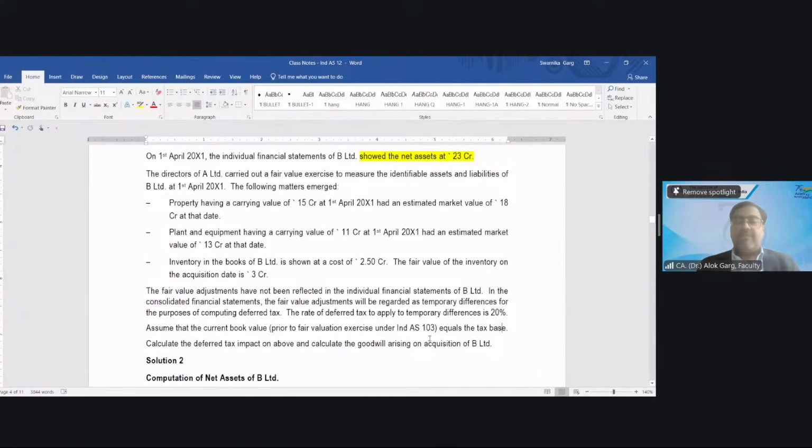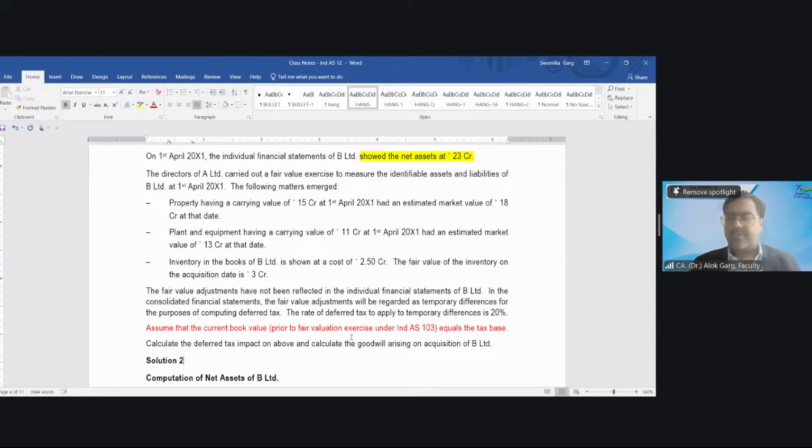Whether Lavanya or Karthik, will you help me understand this line? Sir, the current book value, which is 23 crores, we need to consider as the tax base for calculating temporary difference. Means there is no temporary difference on this 23 crore. So the question is saying whatever is the carrying amount, that is the tax base also. Yes, sir.